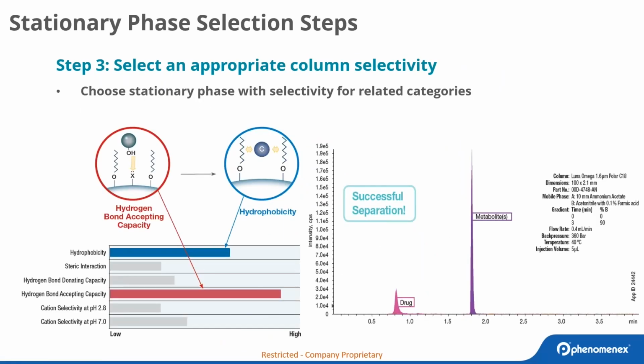And then step three is select an appropriate column selectivity from the differences that you've identified. So you want to choose a stationary phase with selectivity for the related categories. So here we're going to choose one that has a strong hydrophobicity and it provides hydrogen bond accepting capacity. So you'll notice here that there's lower steric interaction, hydrogen bond donating capacity, cation, and then also missing here is aromaticity as well. That's missing off of this chart, but usually is included. So these are typically included on the charts.